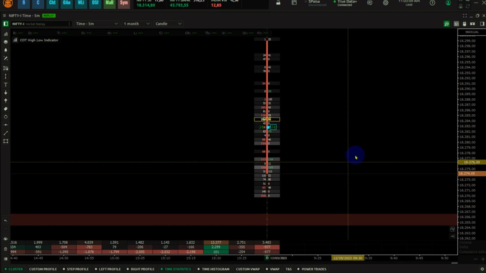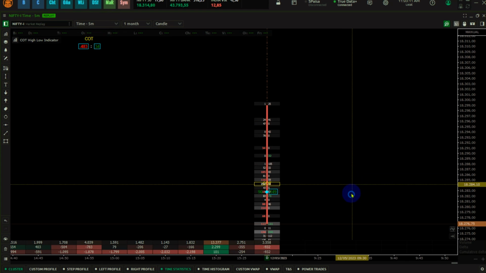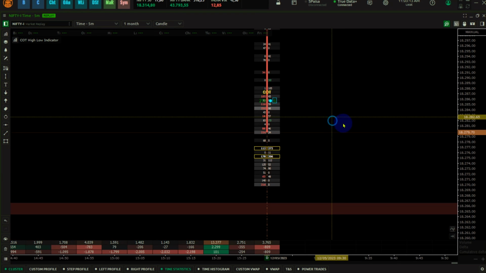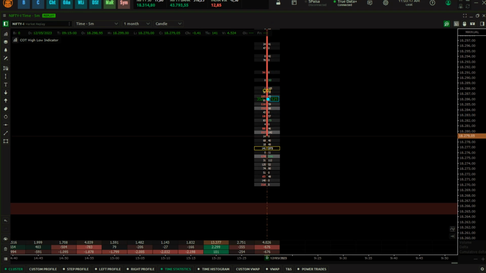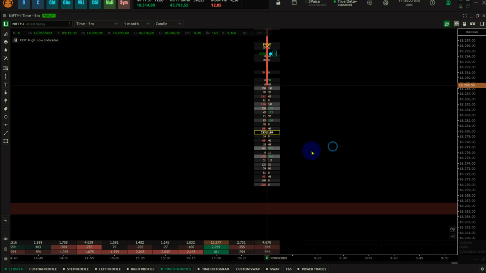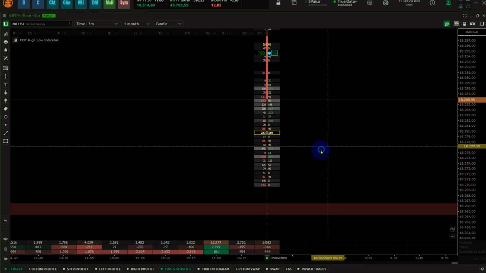So this is a replay chart that we're having, and we will see that the COT high and low values are being plotted here. They will just move above in the candle. This is a replay mode, so I'll just increase the speed a little bit. This is the 5-minute bar, what I was talking about.